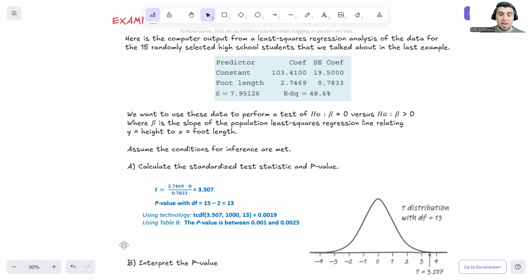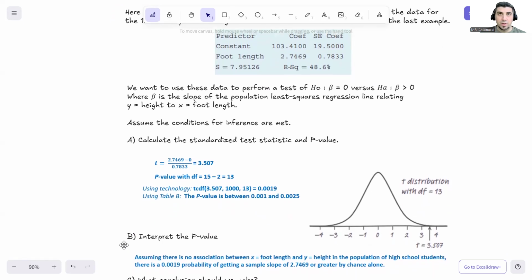So if we want to interpret that p-value, remember, when we interpret the p-value, it's always in context of the problem where we assume the null is true. So assuming there is no association between x equals foot length and y equals height in the population of high school students, there is a 0.0019 probability of getting a sample slope of 2.7469 or greater by chance alone.